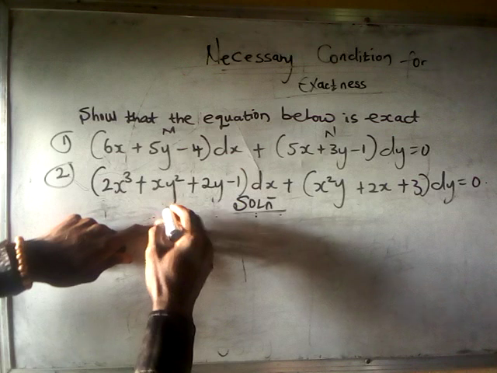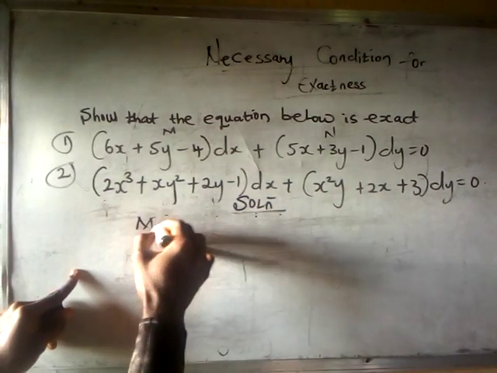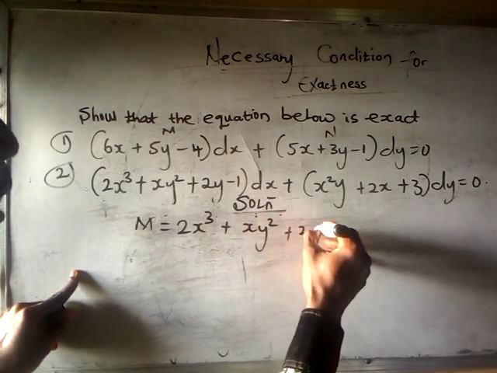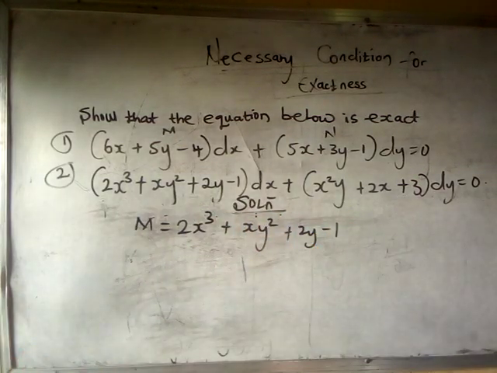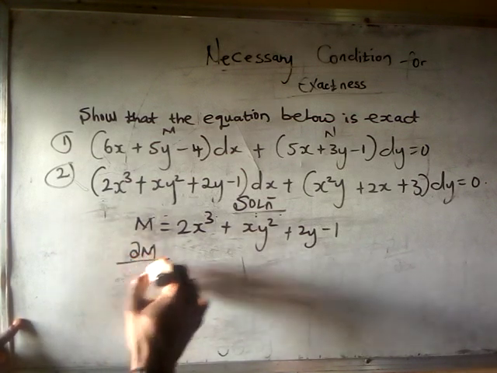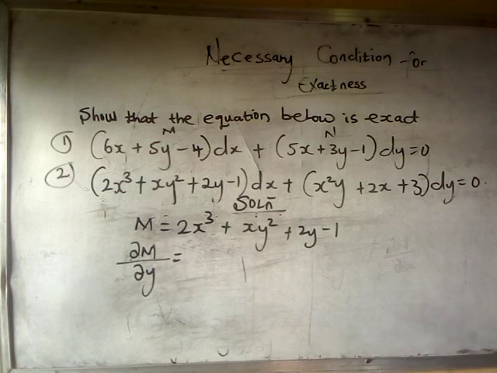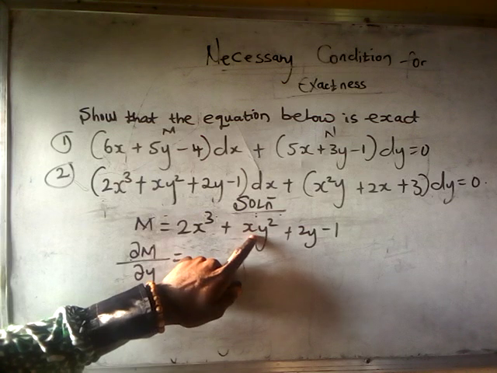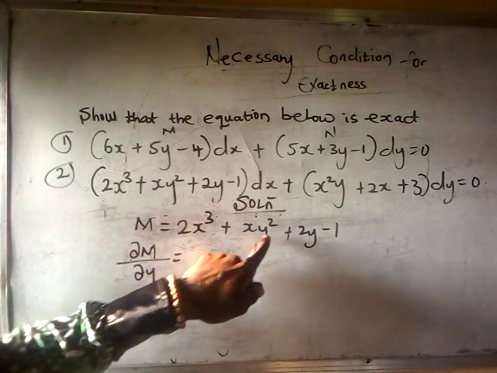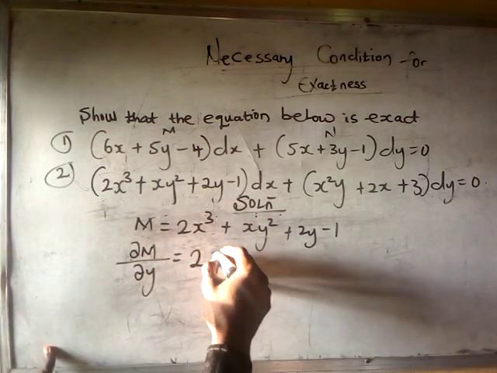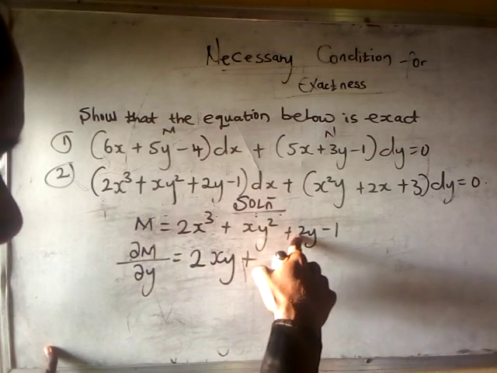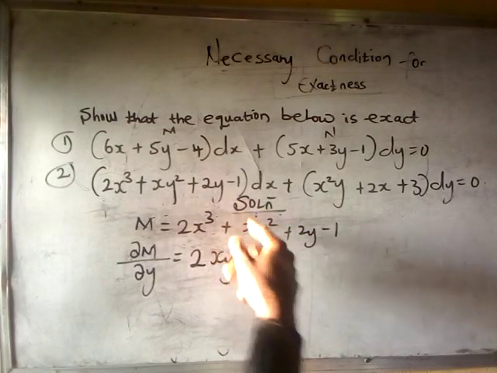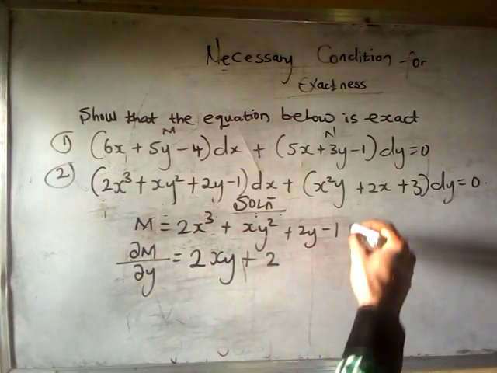Question number 2. Remember that this is my M and this is my N. So M is equal to 2x cubed + xy squared + 2y - 1. Remember that it is always the partial derivative of M with respect to y. I have no business with this because it is x, so I will leave this one. I will differentiate this now. The derivative of this with respect to y becomes 2xy. So the partial derivative is 2xy + 2, since the derivative of 2y is only 2, and the derivative of the constant is 0. We are done with that.